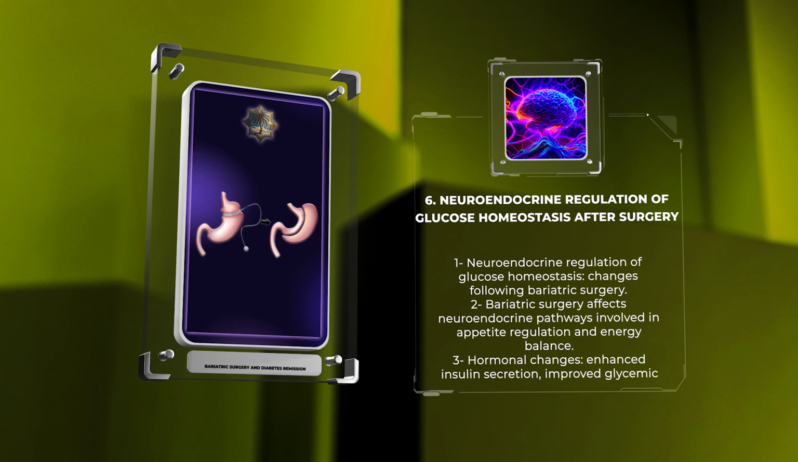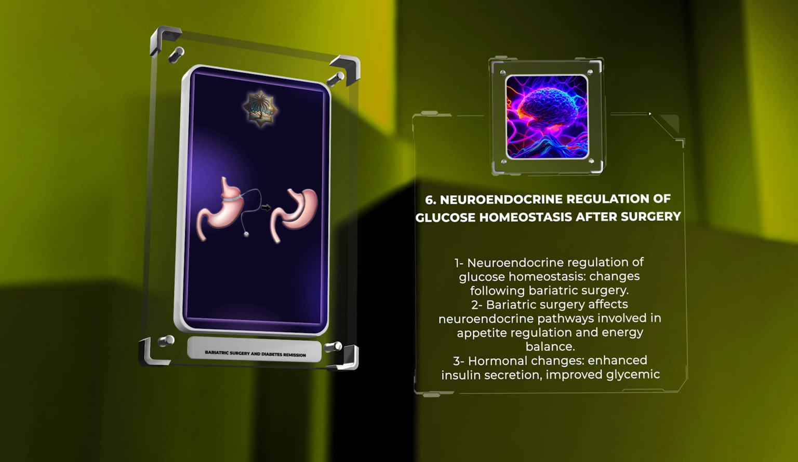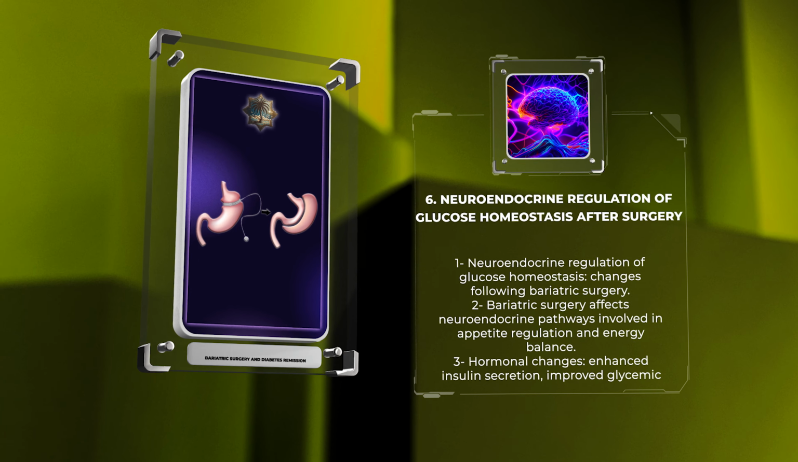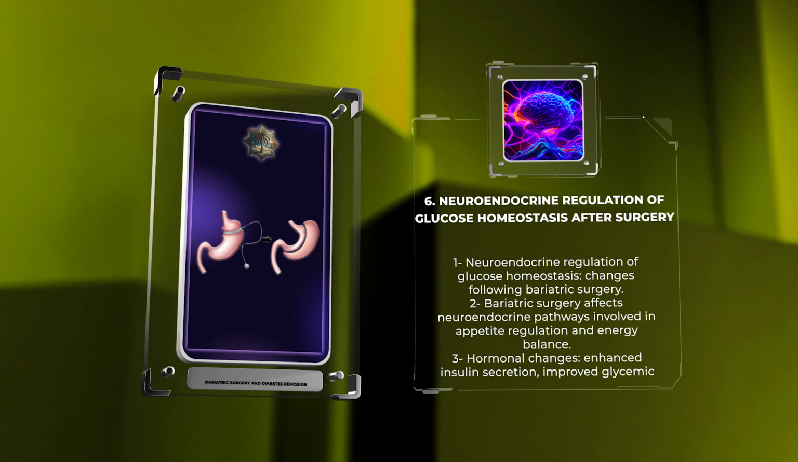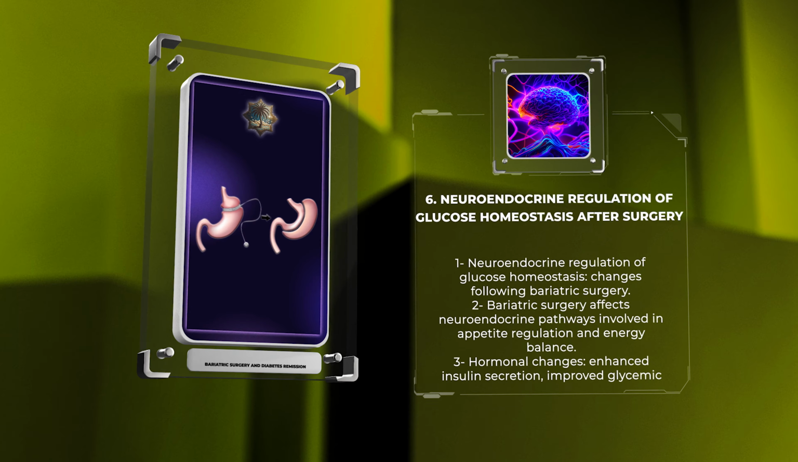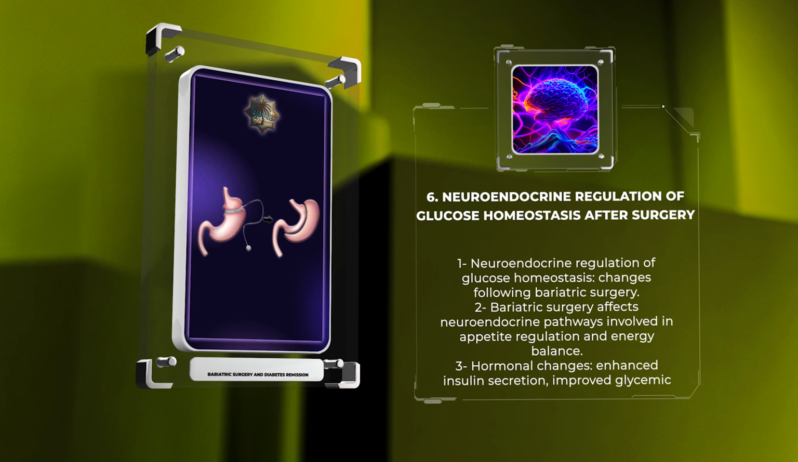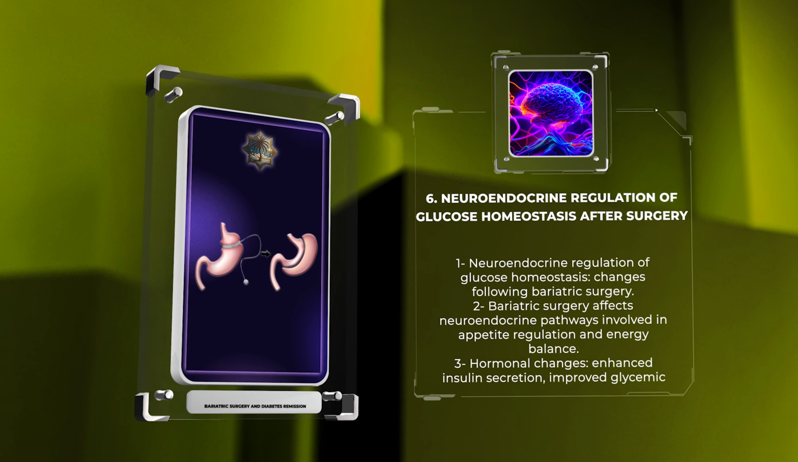Bariatric surgery affects neuroendocrine pathways involved in appetite regulation, satiety signaling, and energy balance, leading to reduced food intake, increased satiety, and weight loss. Hormonal changes, such as increased secretion of GLP-1 and PYY, and decreased levels of ghrelin, contribute to enhanced insulin secretion, improved glycemic control, and, ultimately, diabetes remission post-bariatric surgery. Further research is required to unravel the intricate interactions between the central nervous system and peripheral tissues in the context of glucose homeostasis after surgery.